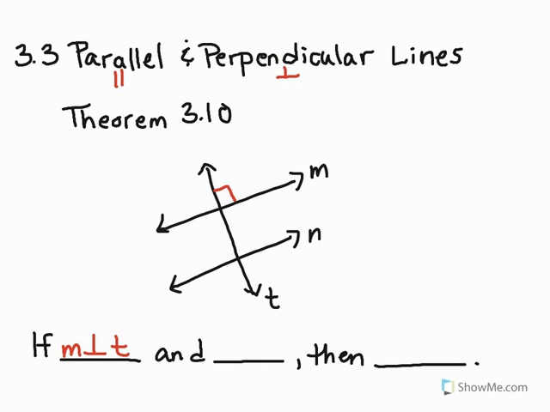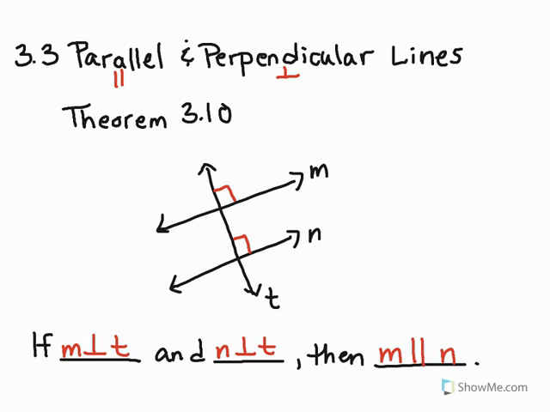So the first part of this is, if I have a line M and it is perpendicular to line T, and line N happens to be perpendicular to line T as well, so N is perpendicular to T, then guess what we can say about lines M and N? Take a guess. If you said they are parallel, you are correct.